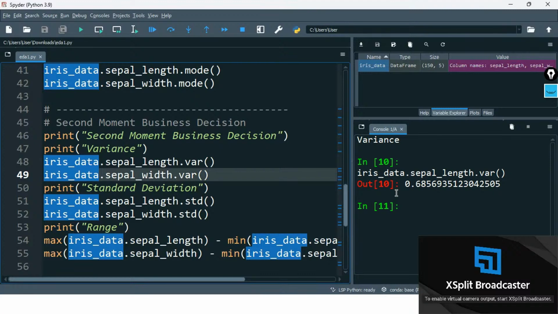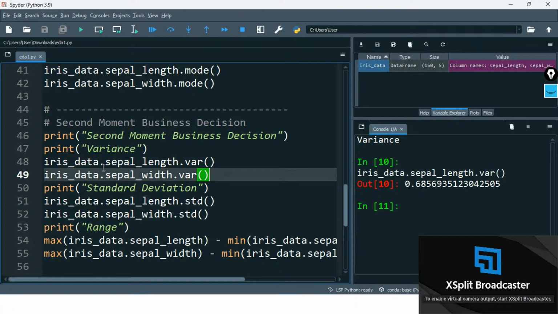0.68 is the variance of sepal length column. Understood? In the same way, I can calculate variance for sepal width. Yes, you can calculate variance for any numeric column present in the data set. But can you calculate variance for a non-numeric column? No, it will throw an error.